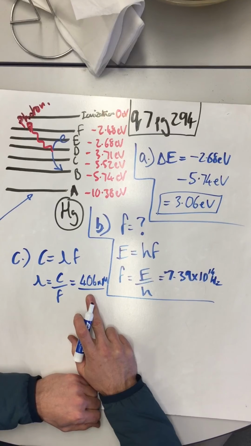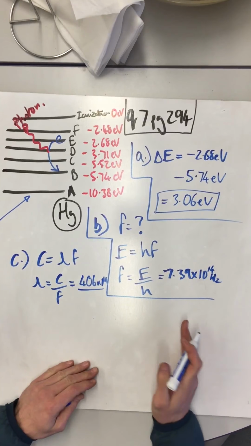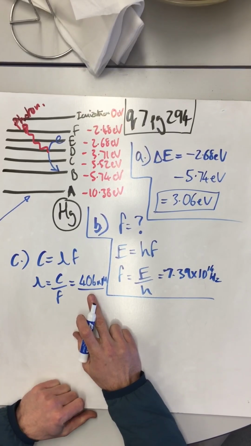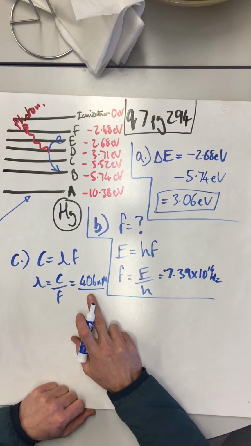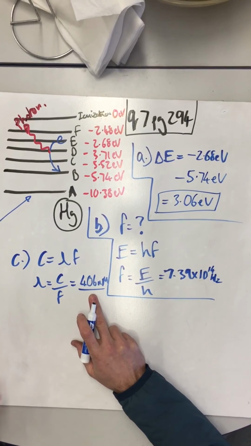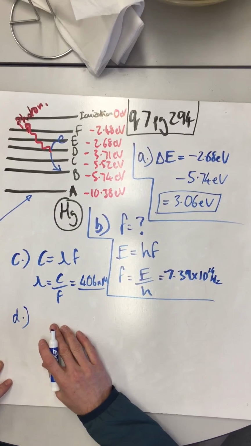I should know that the electromagnetic spectrum, the visible light, goes from 400 to 700. So this is on the smaller wavelength scale, so this is going to be violet, this is going to be a blue light. And oh, lo and behold, what have I done? I've just accidentally solved the last question.